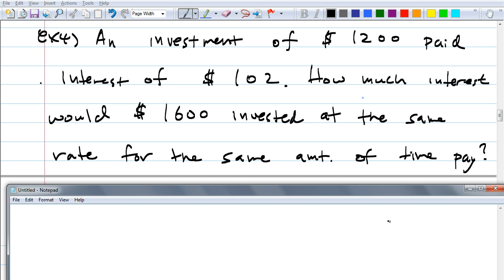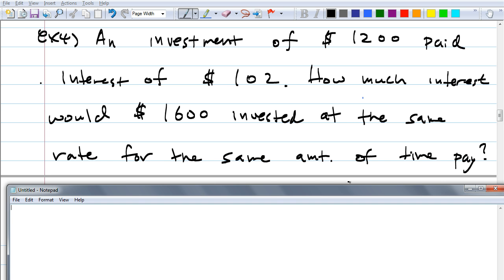So you got $1,200. If you invest that much, you get $102 back. How much interest would $1,600 invested at the same rate for the same amount of time pay? All right. So, Christine, reading this problem, can you explain to me what's going on? Like, what is this problem saying? What are they talking about?